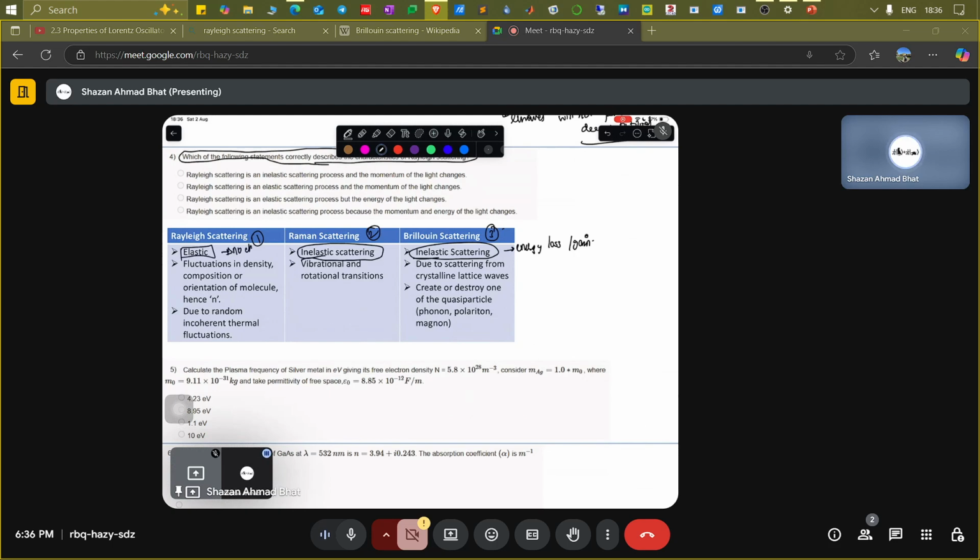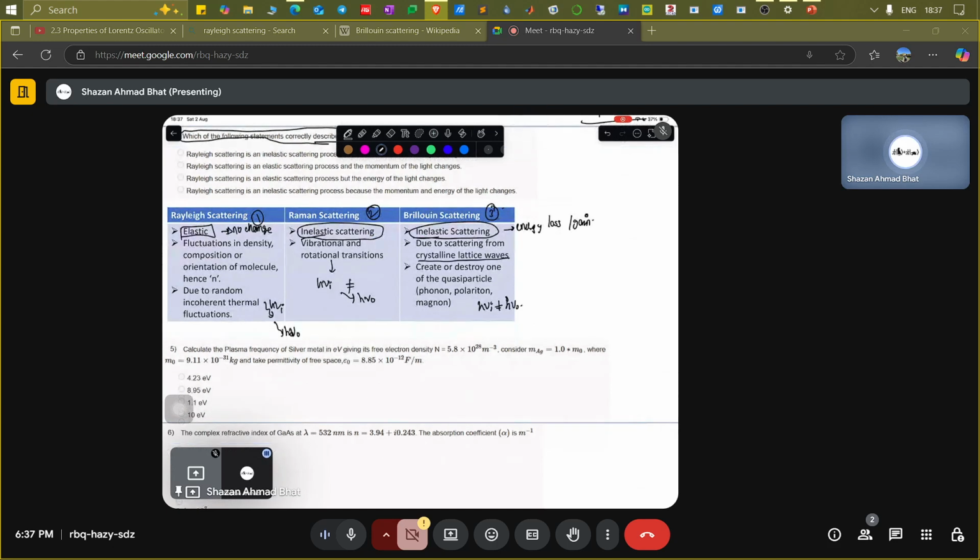That means there is no change in the energy. So whatever photon is coming in, the incoming photon and outgoing photon have the same energy. But here in Raman, incoming photons and outgoing photons have different energy altogether. That is the same case here. Okay. Brillouin scattering mostly occurs if there are some lattice waves present.